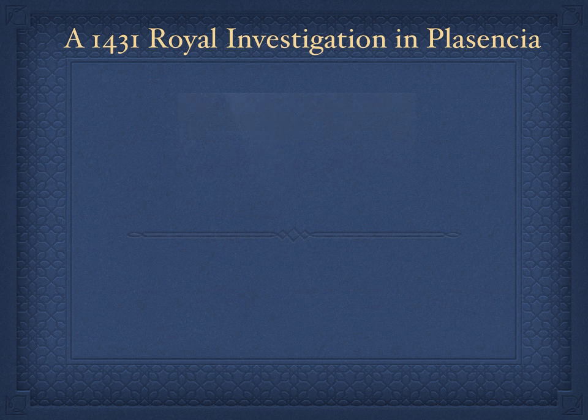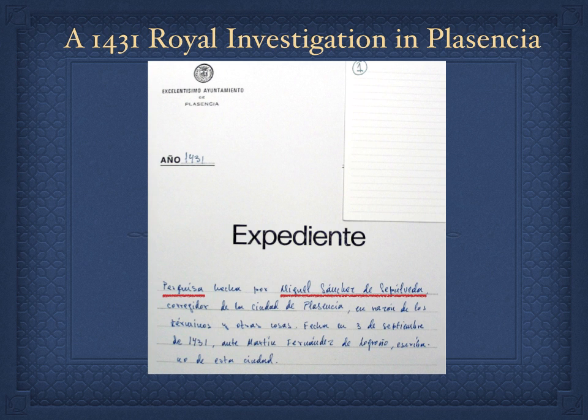So I did want to take a closer look at one, and this is from Plasencia from 1431, and it's a royal investigation. And I'm going to start to underline some materials for you so you can just see as we dive into this document. So here, this is expediente, and it is sin número, meaning without a number. So it doesn't actually have a catalog number. And then on the outside, you can see this handwriting, pesquisa hecha por Miguel Sánchez de Sepúlveda, corregidor de la ciudad de Plasencia. So this is actually an investigation that was conducted by Miguel Sánchez de Sepúlveda, who was a corregidor for the city. So this is that outer jacket before we even get to the document that we're looking at.